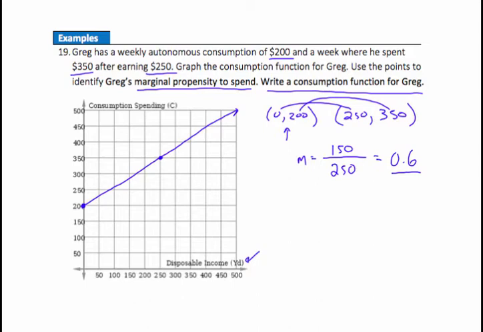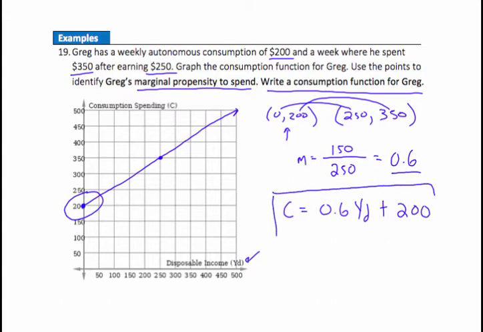Now we're ready to write a consumption function for Greg. So let's see. It's going to be 0.6 times disposable income plus the autonomous spending, which we already decided right over here when he had zero income. He spent $200. So there is our consumption function for Greg.